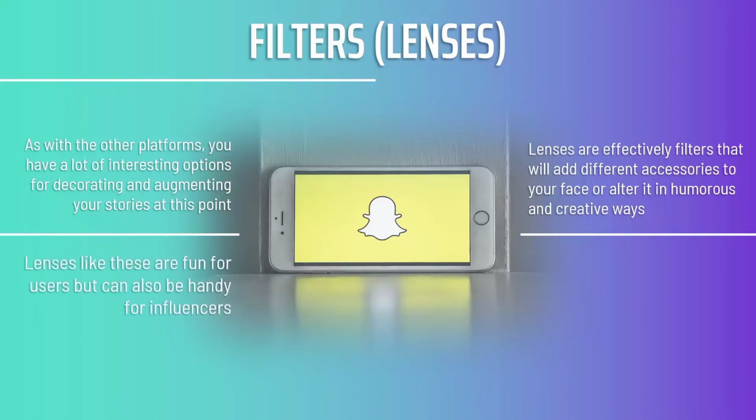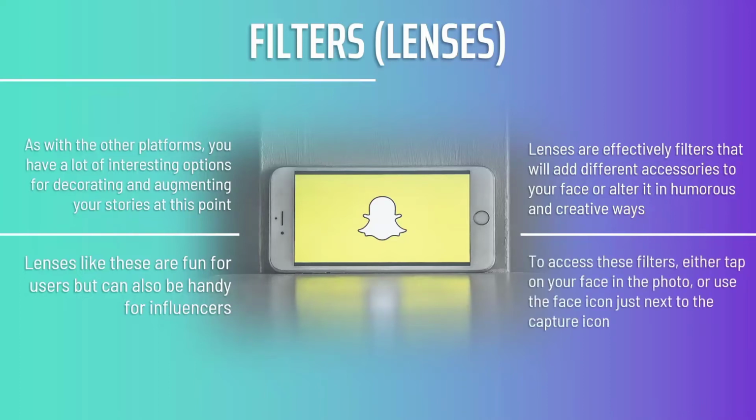Lenses like these are fun for users, but can also be handy for influencers. For one, they give you something to share when you might not have anything in particular to say. People will love seeing their favorite content creators goofing around, and it's an easy way to show your lighter side. The other benefit is that these filters will often explode in popularity suddenly, and that way give you a great way to get in on a trending movement. To access these filters, either tap on your face in the photo or use the face icon just next to the capture icon. From here, you can then take a photo or film as normal.